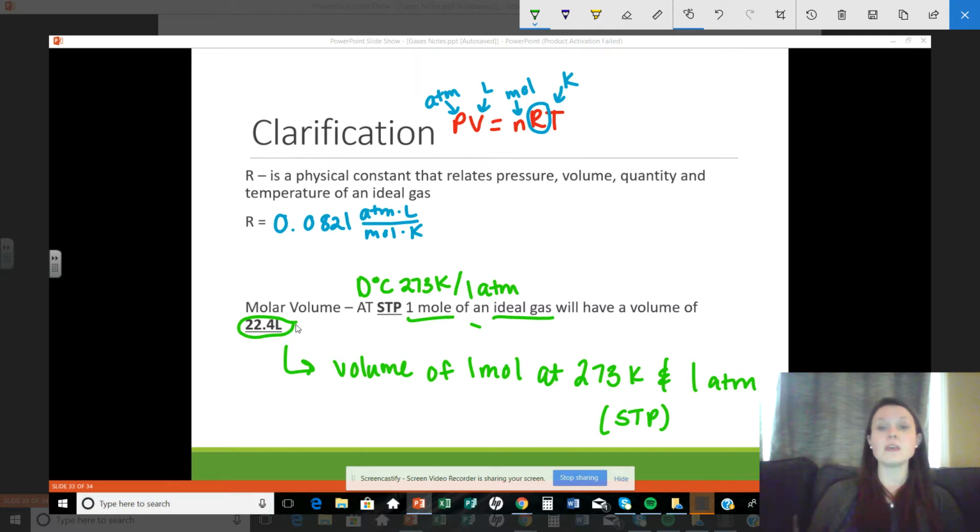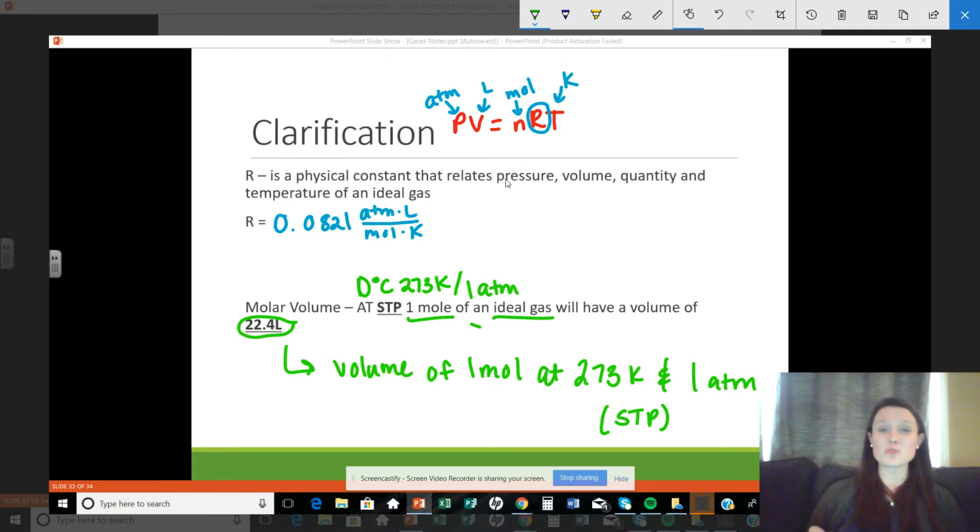Okay. Now, yesterday, I was seeing a lot of kids use this number here as their value for R. You cannot do that, okay, because this number and our R value are totally different from one another. 22.4 liters is simply the volume of 1 mole of gas at STP, whereas our R value is a physical constant that we use in the ideal gas law. Okay, they are two different things.